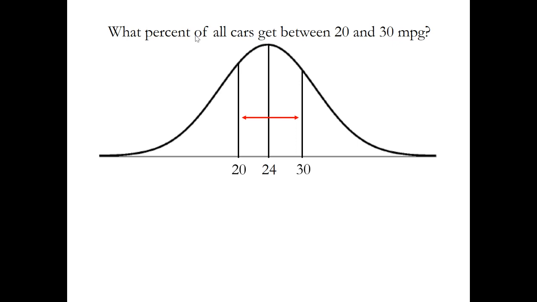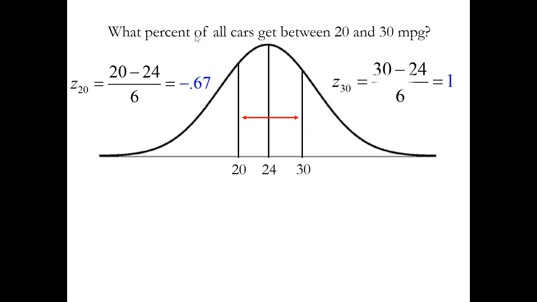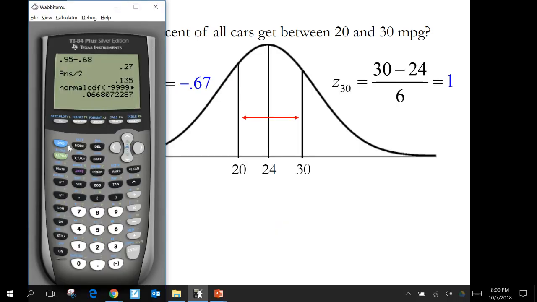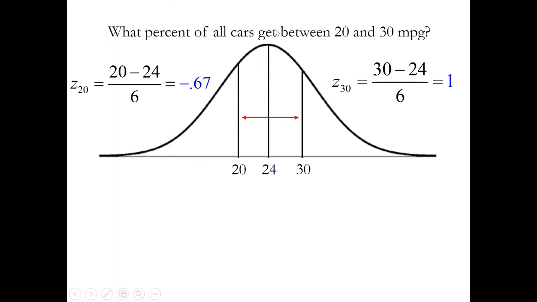That tells me my lower is whatever the z-score is for 20. My upper, the upper part that I've shaded through, is whatever my z-score is for 30. If I calculate that, my z-score for 20 is negative 0.67. My z-score for 30 is 1. So I go second vars, normal CDF. Lower is negative 0.67. Upper is 1. I leave the mean 0 and standard deviation 1 because it's a standard normal distribution. I paste that in. So 58.99% of all cars get between 20 and 30 miles per gallon.